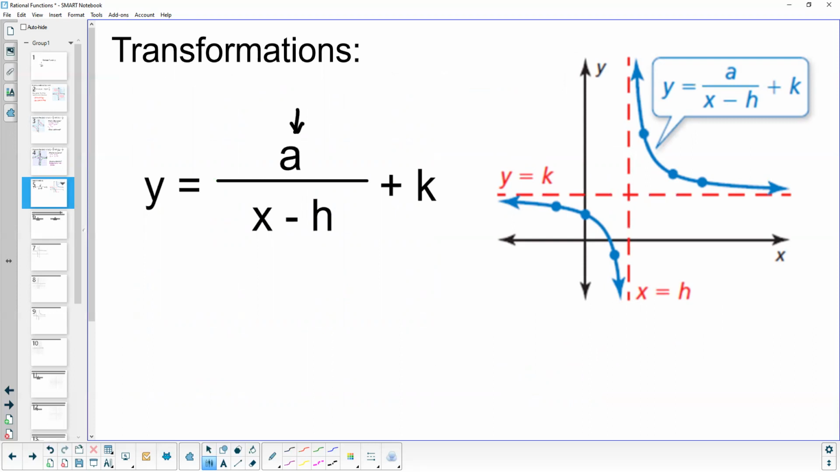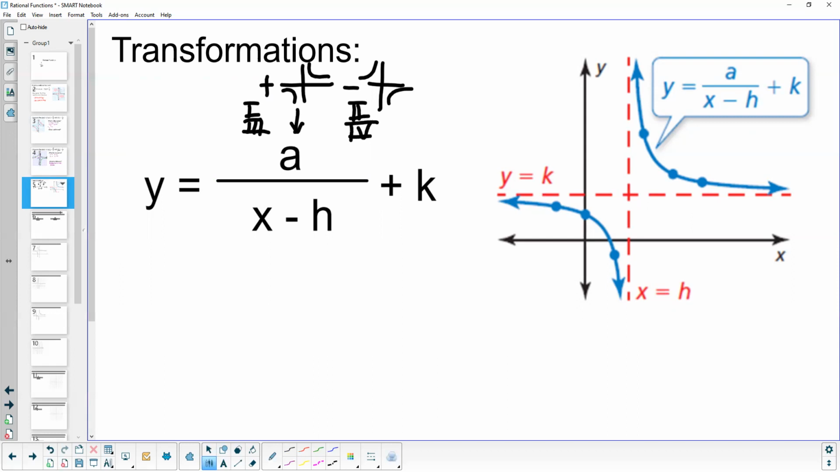We've got two options. If it's positive, we're going to get a graph that looks something like this. If it's negative, it's going to actually reflect it, and it's going to be in those other quadrants. So positive is going to be in quadrant 1 and quadrant 3. Negative is going to be in quadrant 2 and quadrant 4. Okay, so you see how they're in opposite quadrants there. Not fully, but that's kind of the idea.